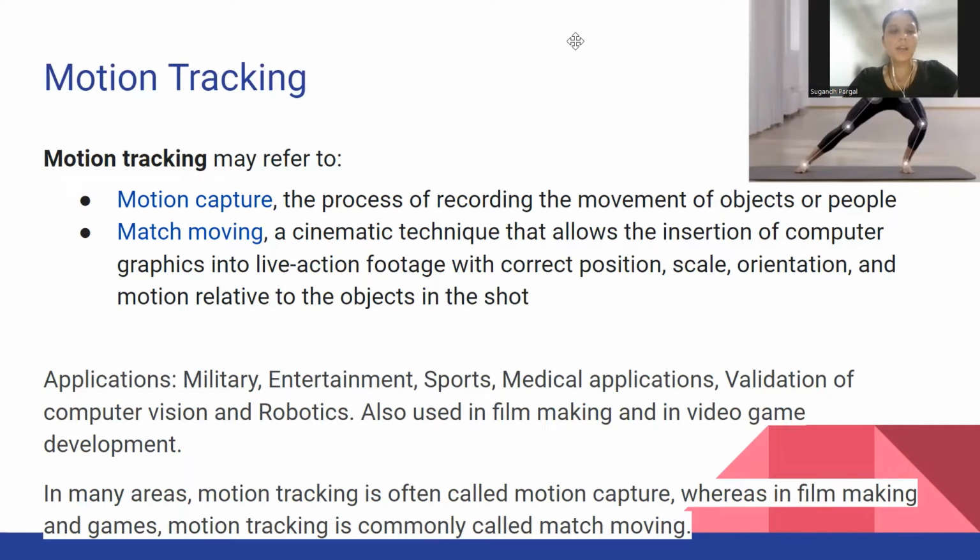Motion tracking may refer to motion capture, which is the process of recording the movement of objects or people, and match moving, a cinematic technique that allows the insertion of computer graphics into live action footage with correct position, scale, orientation, and motion relative to the objects in the shot. As you can see in the diagram, the hands are moving in a certain direction, the leg is moving in a certain direction. So, this is a kind of motion tracking technique.